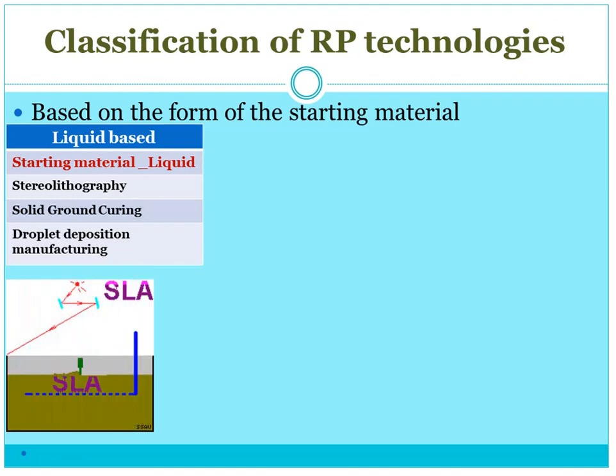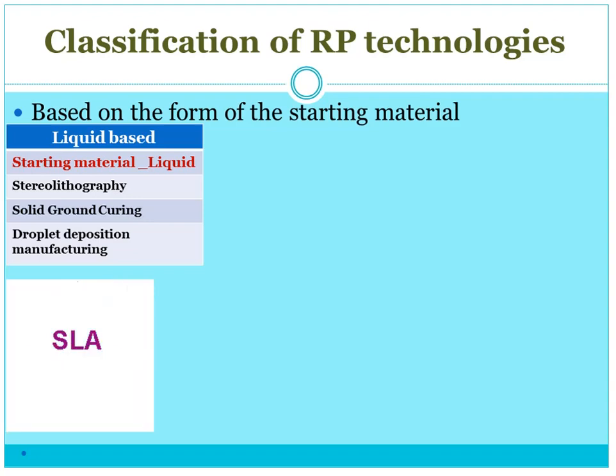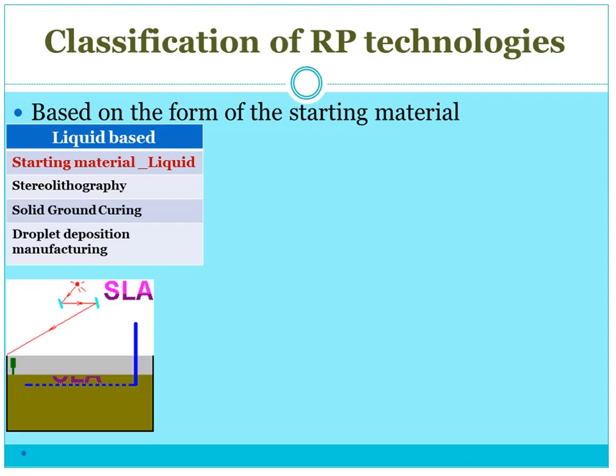In brief, SLA uses photopolymer liquid and UV rays. The UV rays pass onto this photopolymer resin. As the photopolymer resin is exposed to the UV rays, it gets solidified. The platform is then raised by some distance. That is SLA.